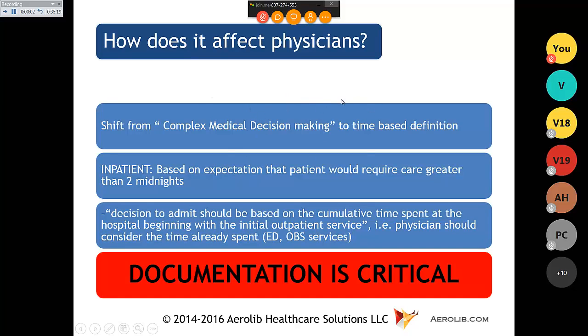So how does this affect physicians? With the 2 midnight rule now being more than 3 years old, there was a shift from complex medical decision making to a time-based definition. So if your expectation is the patient is going to require more than 2 midnights, then that is appropriate for inpatient. But for whatever we do, documentation is critical. That's the rock solid foundation, so that whatever rules, whatever laws, whatever sub-regulatory guidance comes over the next few years, our cases get reimbursed, and the documentation in the chart is right, not only for the provider, for medical legal purposes, but for the patient, for the beneficiaries.